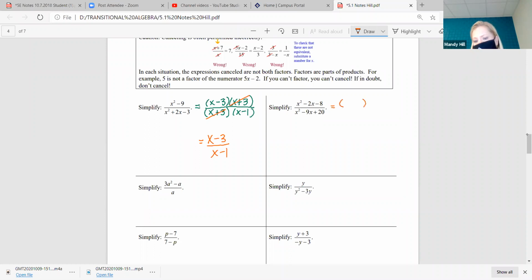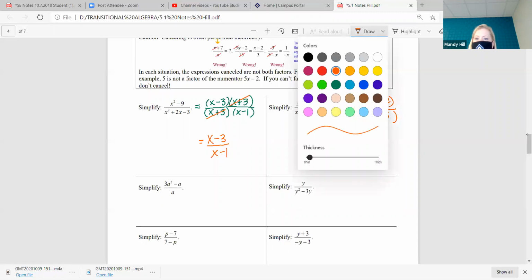Same thing here. I'm looking for two numbers that multiply to negative 8 but add to negative 2. So x minus 4, x plus 2. Negative 4 times 2 is negative 8, and negative 4 plus 2 is negative 2. On the bottom, I'm looking for something that multiplies to 20 but adds to negative 9. So negative 4 and negative 5. Negative 4 times negative 5 is 20, and negative 4 plus negative 5 is negative 9.